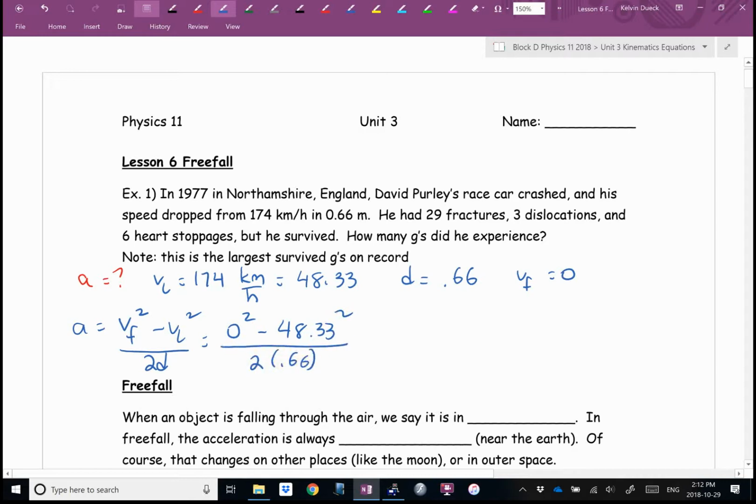By the way, 0.66 of a meter, that's about this big. So he went from 173 kilometers per hour to dead stop in about this distance here. Because a full meter is about like that. So 0.66 about there.